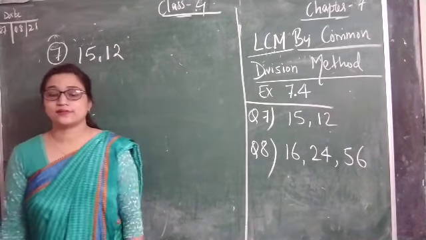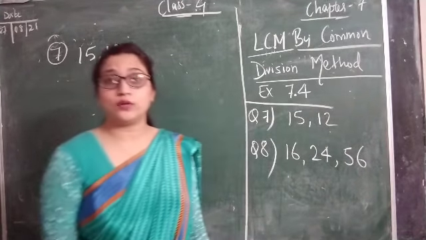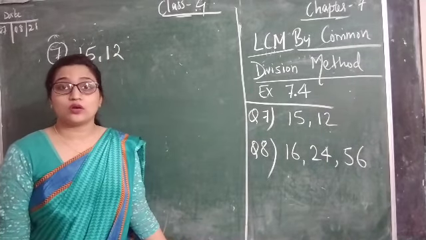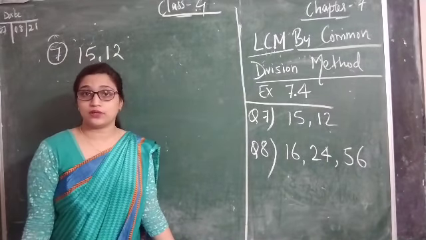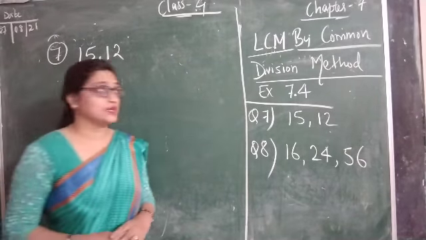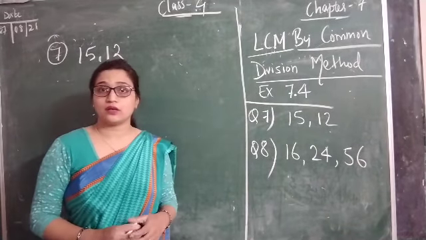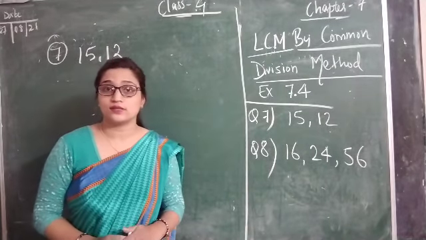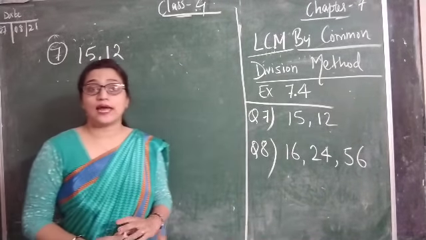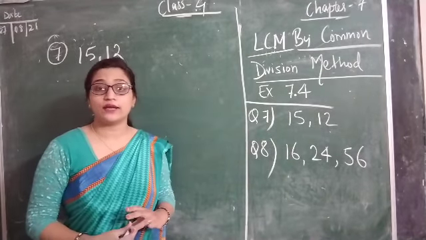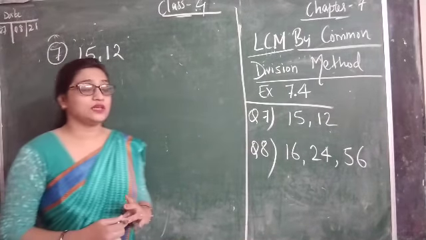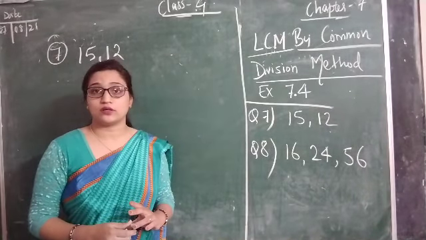Good morning, students. Today we are continuing the questions of exercise 7.4. Question number 7 and question number 8. That is, find the LCM by using common division method. First question, that is question number 7, 15 and 12. We have to find the LCM of 15 and 12 by using common division method.